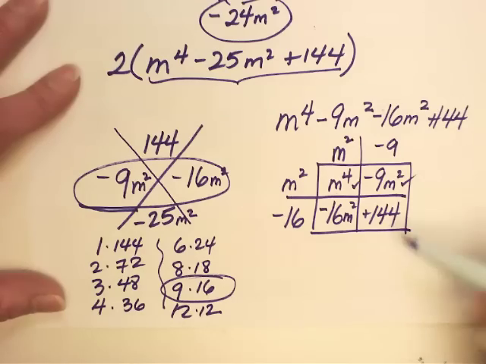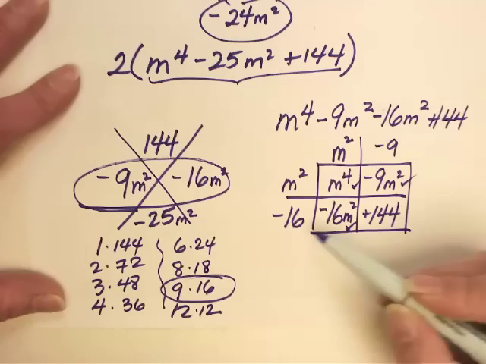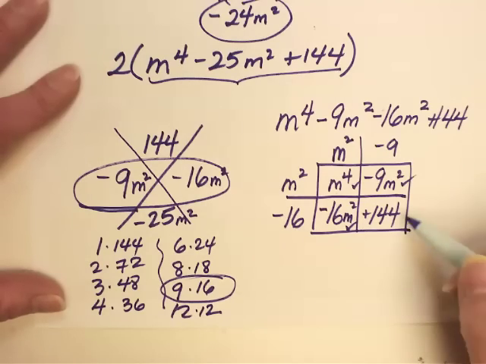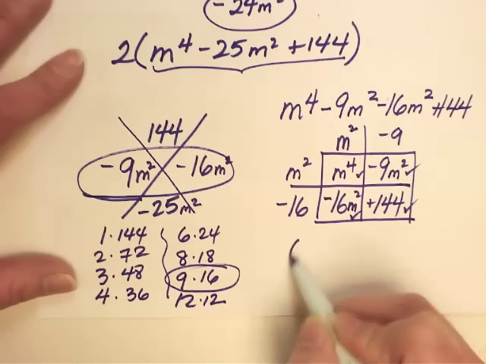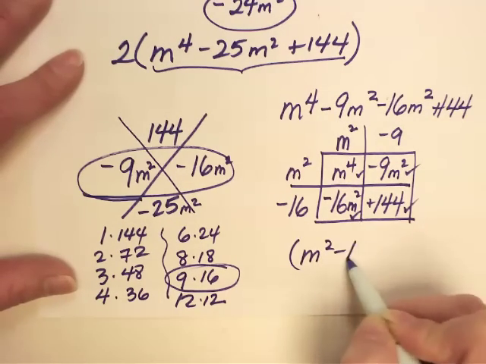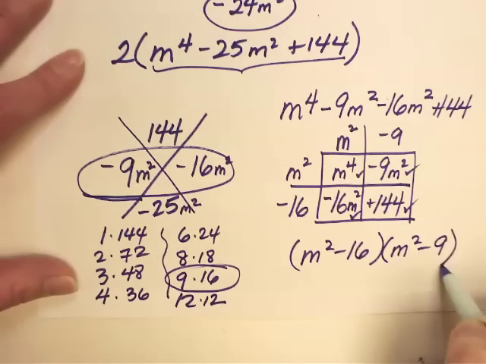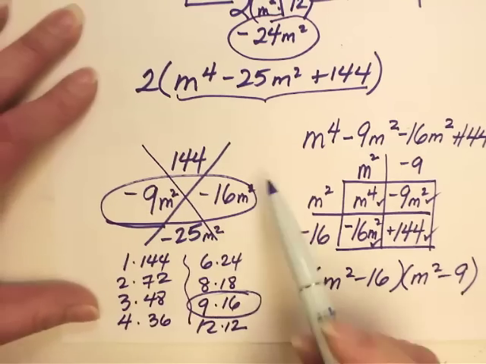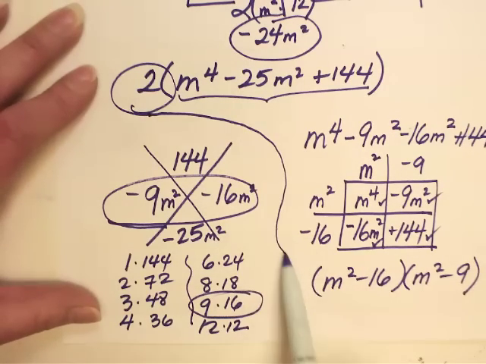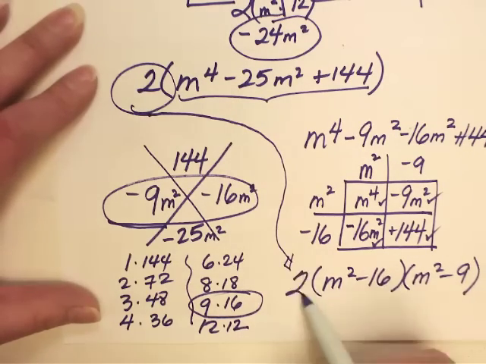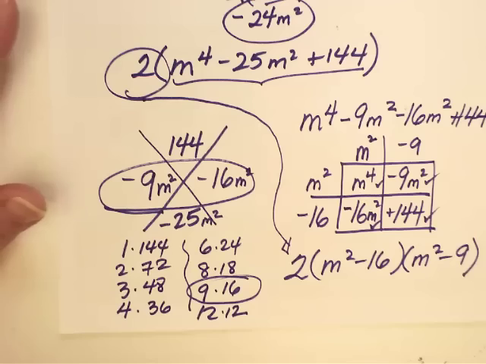So I'm just going to verify now. Negative 16 times m squared, this works. Negative 16 times negative 9 is in fact 144. That works. So now I have m squared minus 16 times m squared minus 9. And don't forget, remember that GCF way up here? We need to bring her all the way back down here. So we have a GCF of 2. Now, we've done the X box. What should we do next?